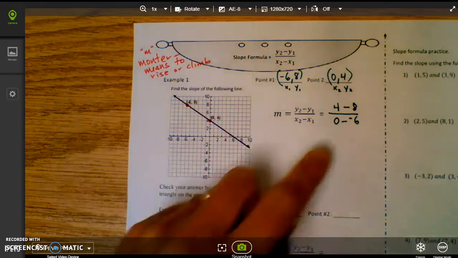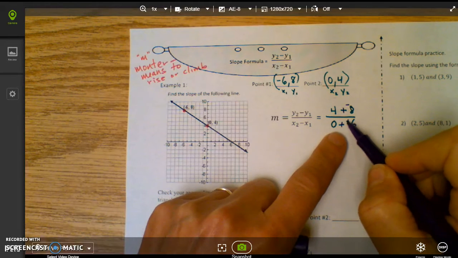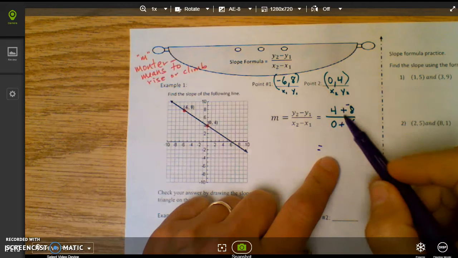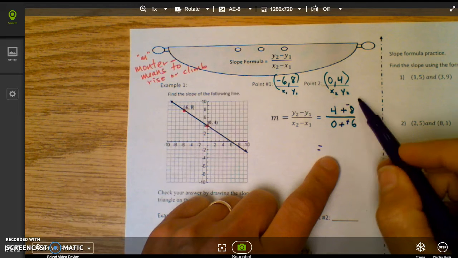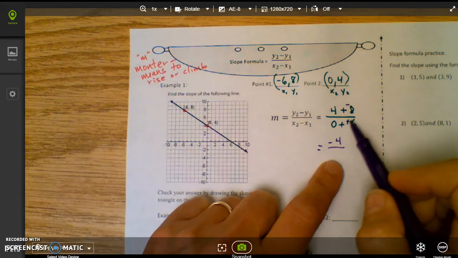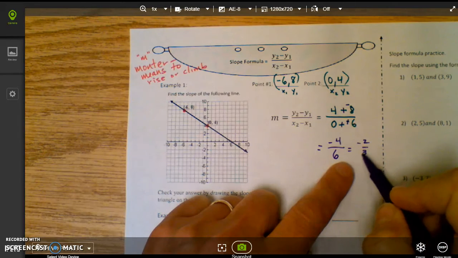So if you remember from last year, you could do your keep, change to make the math a little bit easier for you, or you could just type this in your calculator. 4 minus 8 is the same thing as 4 plus negative 8, so that's negative 4. And on the bottom, 0 plus positive 6 is 6. We always reduce our slope fractions.